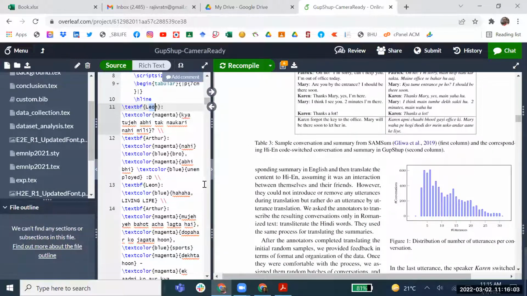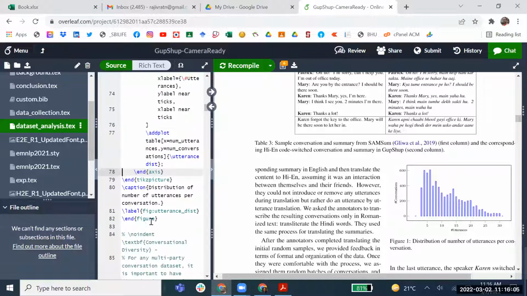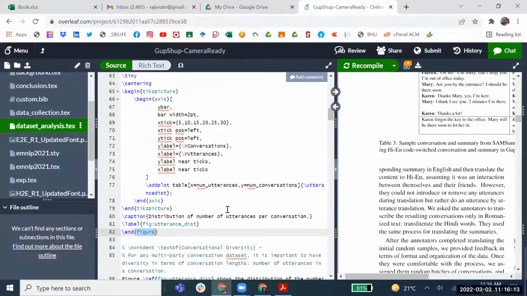So there is a tag called figure, right? Like begin figure, in figure, and you have to simply put the image here. If you see the file path here, it should be .jpg. Whatever file you created, just put it here.